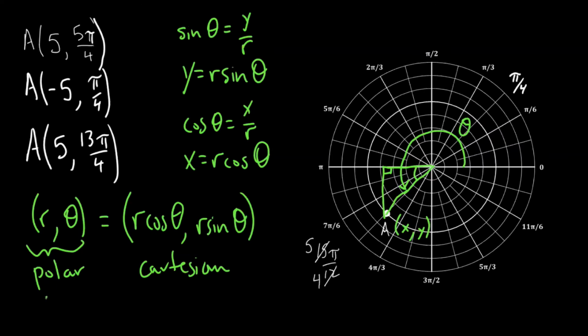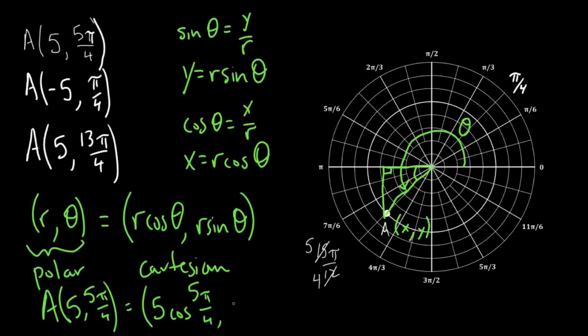And so I can find out that the point A, 5 pi over 4, is the same as calculating 5 times the cosine of 5 pi over 4. And then for the y value, it would be 5 sine of 5 pi over 4. You can use a calculator for this one, but it's actually faster just to use your unit circle. So if you go to your unit circle and look, you'll find that the cosine of 5 pi over 4 is negative root 2 over 2.